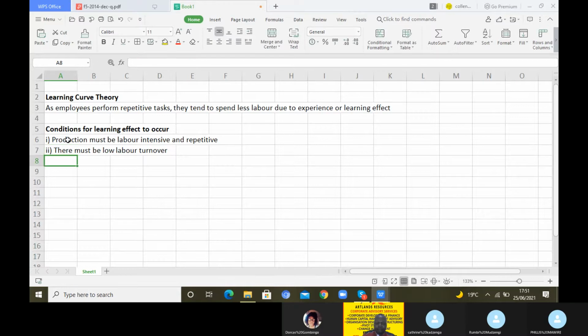Another is products must be standardized. Products need to be standardized. In other words, they have to be the same.